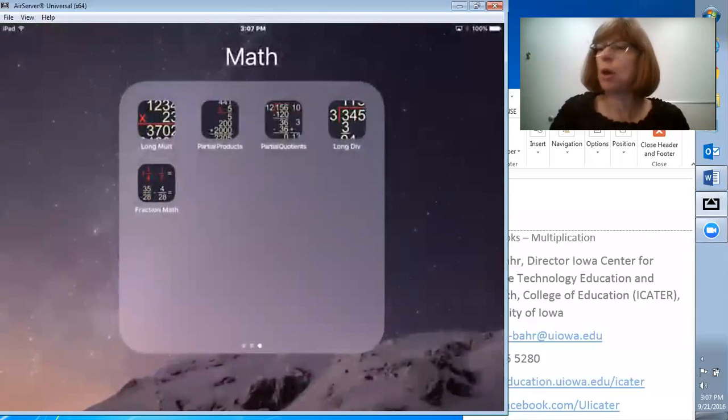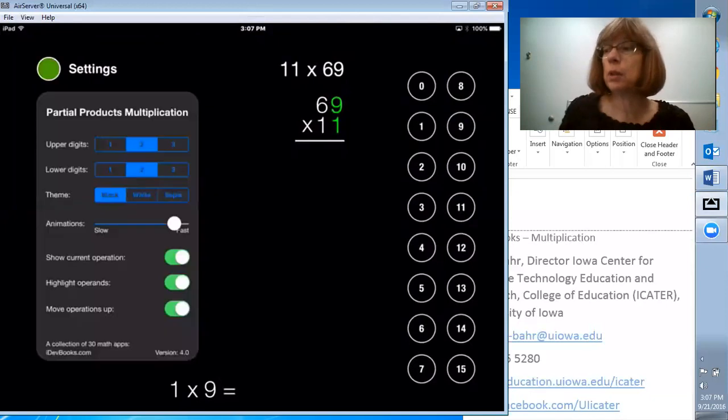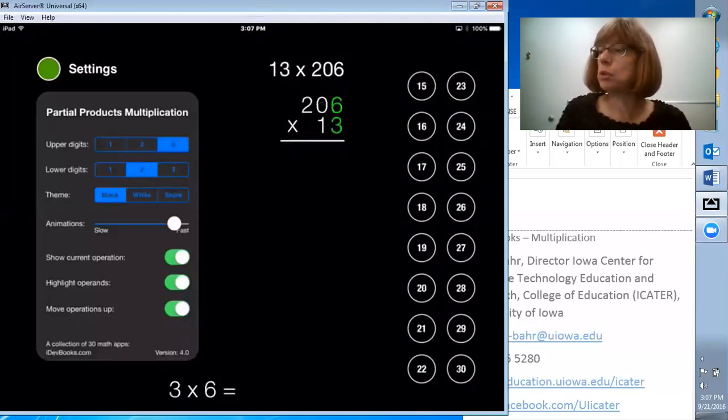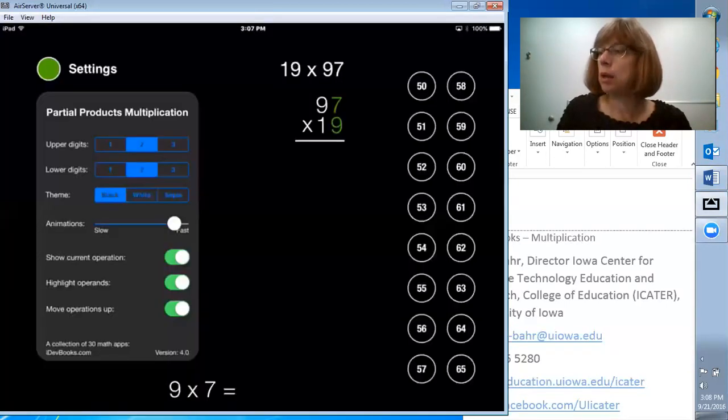So that was long multiplication, and we're going to just look at partial products as well. So here's partial products. And again, this is going to look really similar. So in your settings, you can have your upper digits or your lower digits. So we could do 3 by 3. Let's do a 2 by 2. Again, that theme that you saw earlier. And animations, right now we've got them at fast. So we will leave it there, and you can see the numbers go up from here a little faster.